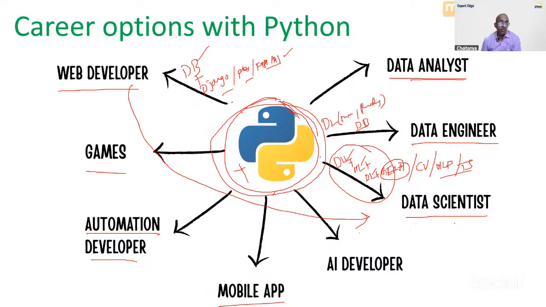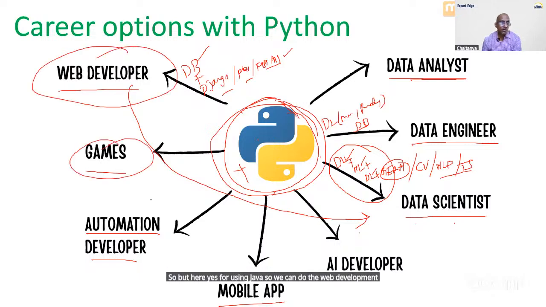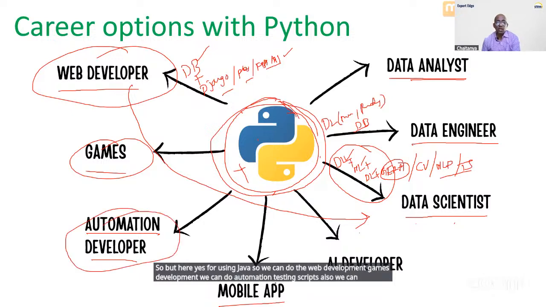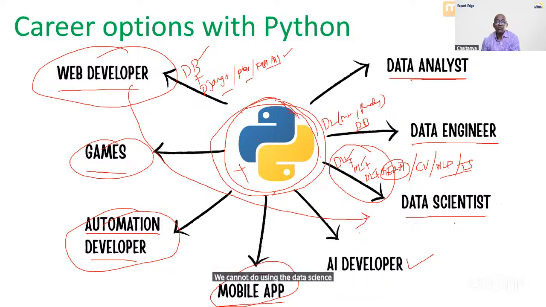But here, yes, using Java we can do web development, game development, automation testing scripts up to some extent, and mobile applications. That's it. But we cannot do AI development, artificial intelligence development, using Java. We cannot do data science with Java. We cannot do data engineering with Java. We cannot do data analysis with Java. No, that is not possible. Only these things are possible with Java.